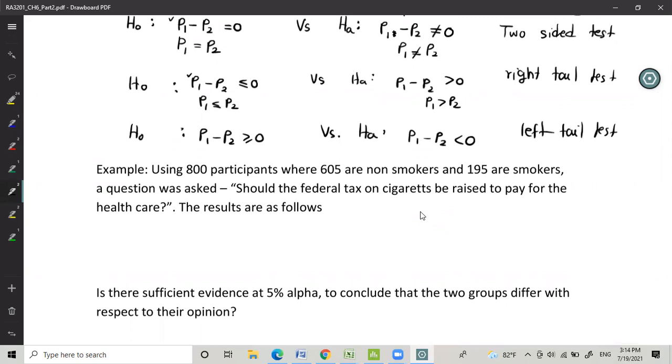Okay, so you have 800 participants where 605 are non-smokers and 195 are from a smoking group. And a question was asked of these participants. What is the question? Should the federal tax, let's say the government tax, on cigarettes be raised to pay for health care? Okay, a certain controversial question anyway. So when you ask this question of non-smokers and smokers, let's see whether their opinions are same or not. So what do you have to test?